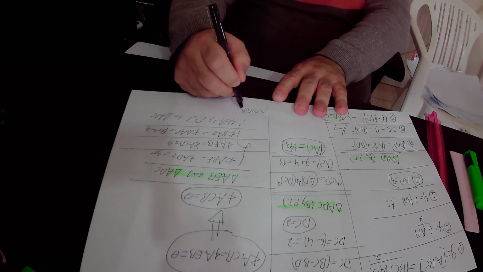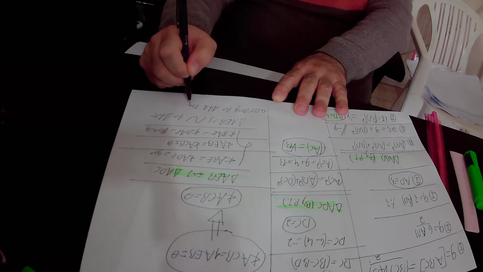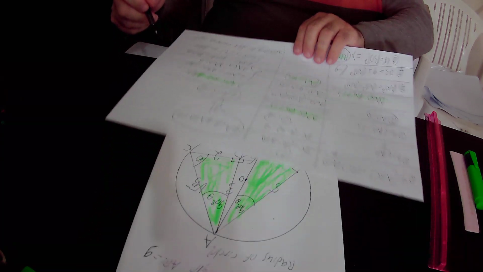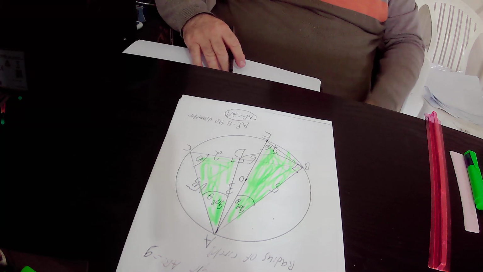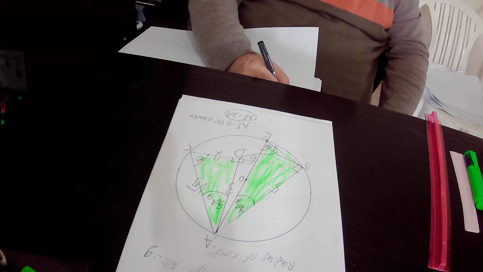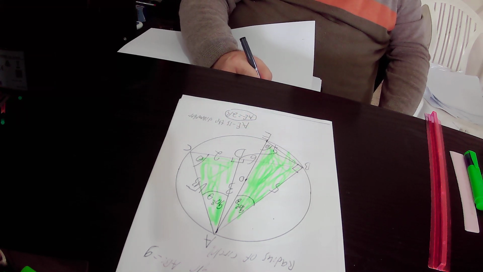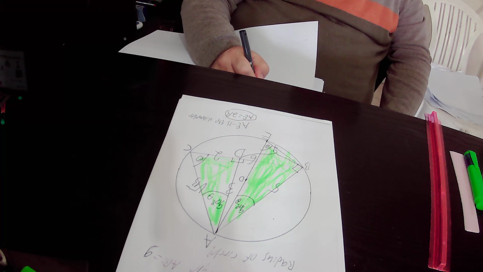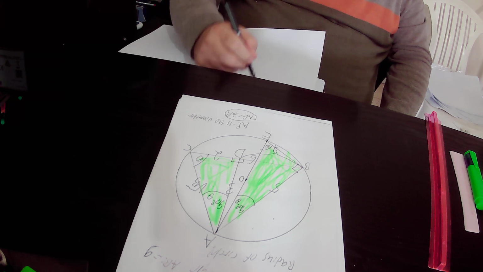according to the angle similarity rule. And from the fact that those two right green triangles are similar to each other, we conclude that the following equation is true: AB over AD equals AE over AC.